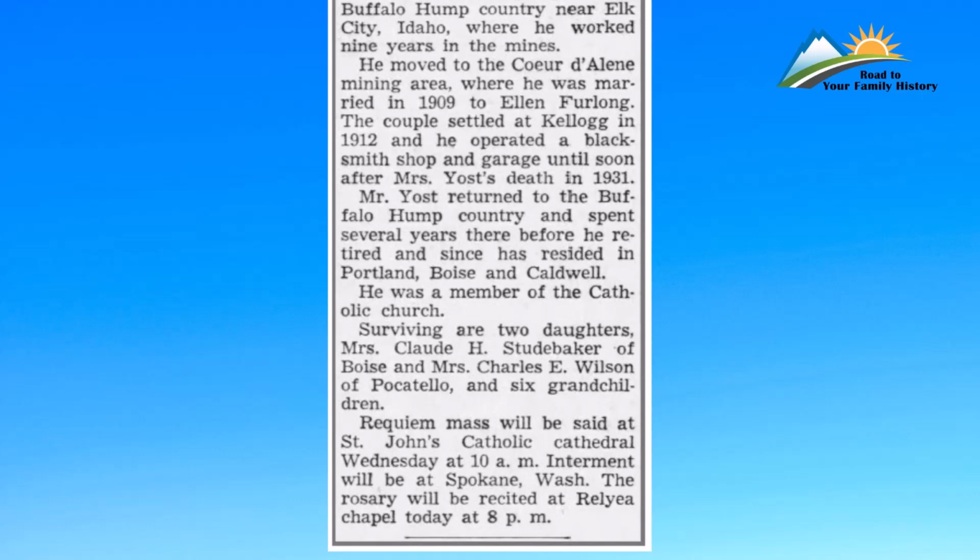It says he was a member of the Catholic Church. There's another big one. You know what religion he belonged to, so you can possibly check church records if you need to. Then it gives the names of his surviving children. There's 2 daughters. The only problem is they didn't give the first names of these daughters. They're listed as Mrs. Claude H. Studebaker. Now, and she's in Boise at the time.